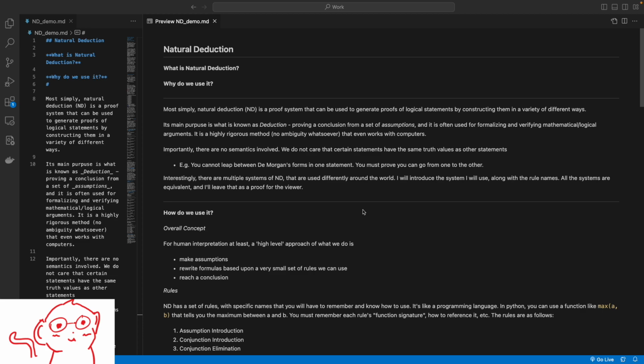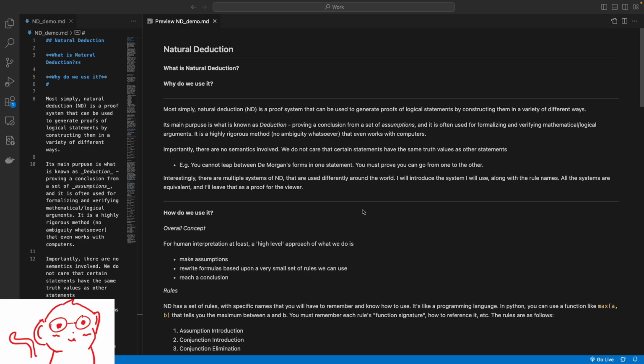What's very important about natural deduction is that there are no semantics involved. We don't care that certain statements have the same truth values as other statements. Even though we're dealing with logic, we don't really want to think about, is this variable going to be true, this variable going to be false? We don't care about that. What we care about is how we rewrite statements.